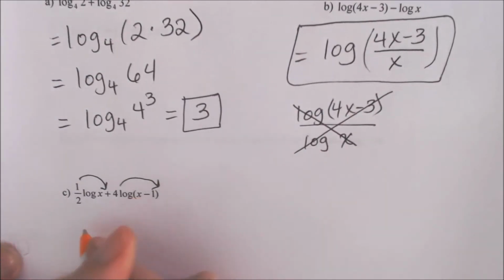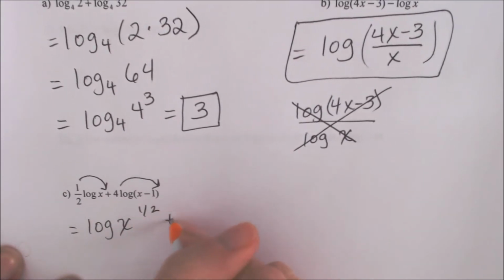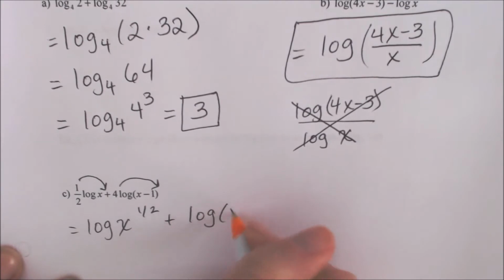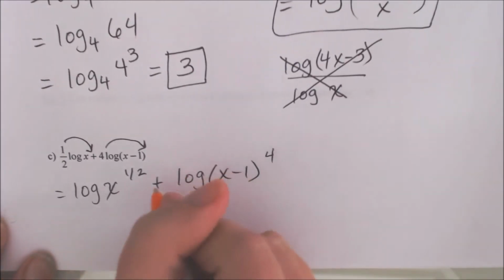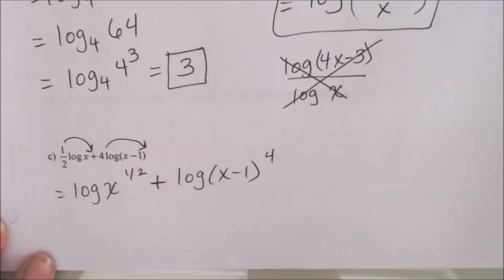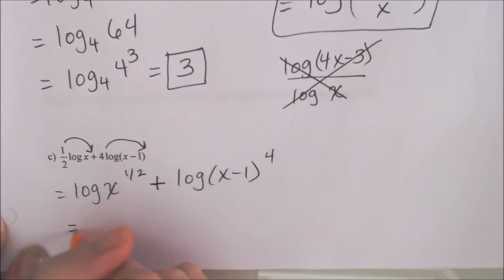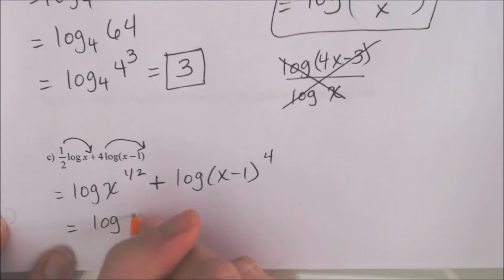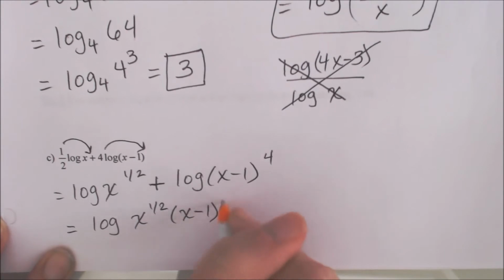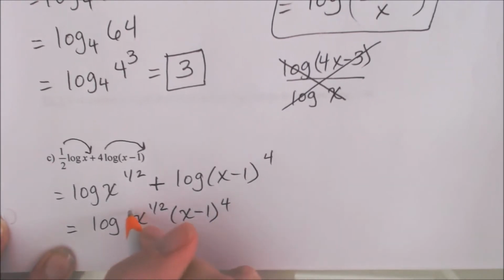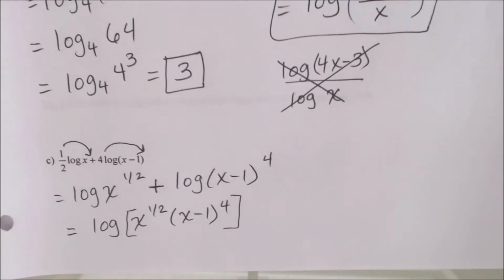So this will turn into log of x to the 1/2 power plus log of x minus 1 to the 4th power. And then because I'm adding the logs to condense, I'm going to change them back to multiplication. We're going to use our product rule. So this becomes log of x to the 1/2 times x minus 1 to the 4th power. If you want to put a bracket around this just to show that that's your argument, you can do that.